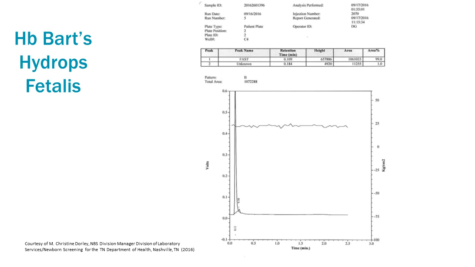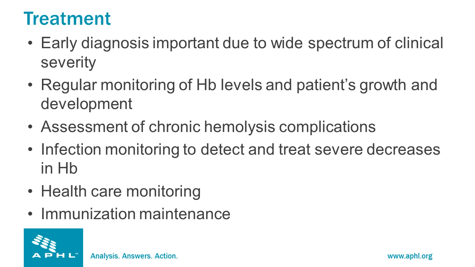Next slide, please. So early diagnosis is important because of the wide spectrum in clinical manifestations and severity. You have to regularly monitor hemoglobin levels to monitor the patient's anemia, as well as growth and development, and assess chronic hemolysis complications, assess possibilities of infection, and overall healthcare monitoring and proper immunization.